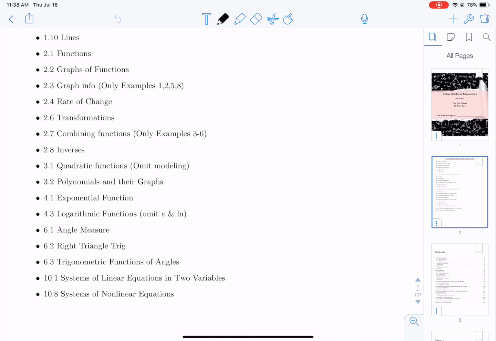And they even write a comment next to it, right? They say omit e and ln. Omit that. But in pre-calculus, they will cover e and ln, and they will emphasize that a little bit more. But for now we just have a few more sections which we should finish by the end of next week. So let's go back to this one.